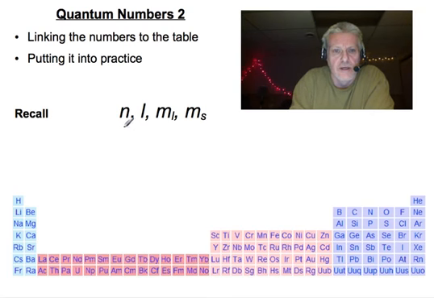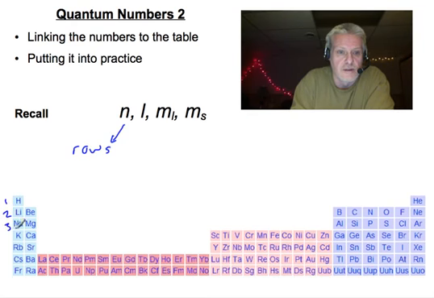Just a quick reminder, the value of n represents the principal quantum number, and that refers to rows or periods. So if I were to number this, I'm writing down principal quantum numbers, and that means any electron in period 2, for example, would have a value of n equal to 2.